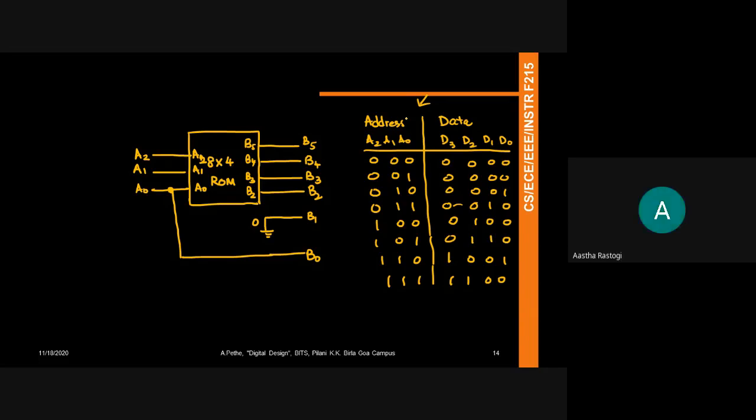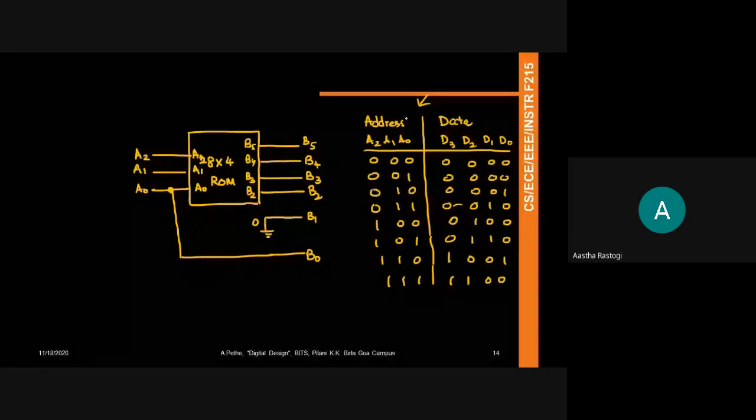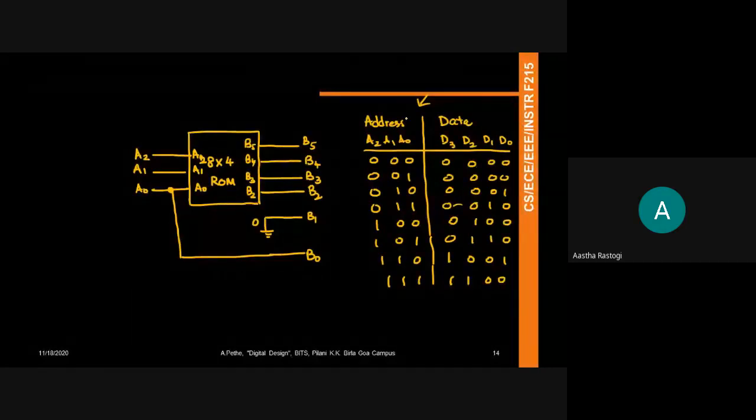Excuse me, sir, for 2 GB RAM memory, how many bit cells are there? Repeat your question again, it's not audible to me. For 2 GB RAM memory, how many bit cells are there? So 2 gigabytes, right?